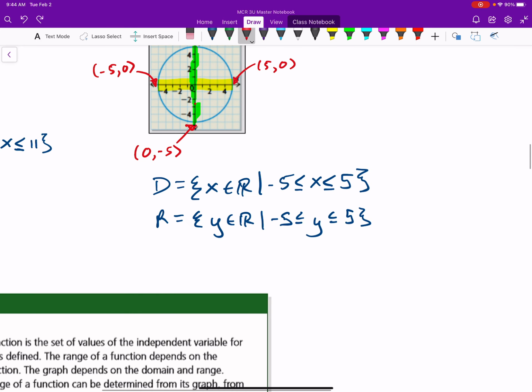And this last one, most definitely not a function. Why not? Because it would fail the vertical line test in many, many different places.